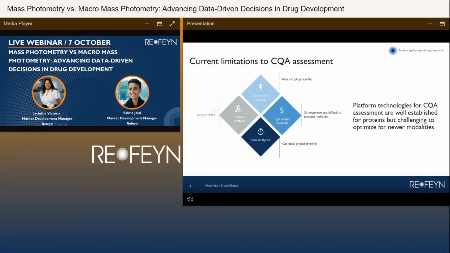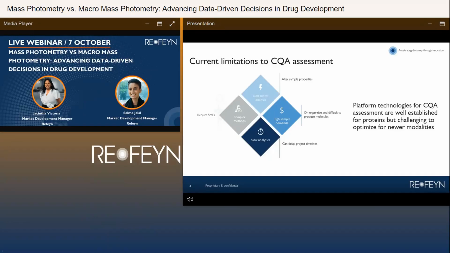Given how important it is to monitor critical quality attributes, there are well-established platform technologies that are widely used for CQA assessment of traditional drug modalities, like proteins and monoclonal antibodies. However, it can be challenging to adapt these platform methods to newer trending modalities like bispecifics, ADCs, mRNAs, and viral vectors. For instance, high sample demands associated with traditional technologies can be particularly challenging when working with novel modalities that have higher costs of production compared to traditional monoclonal antibody formats.